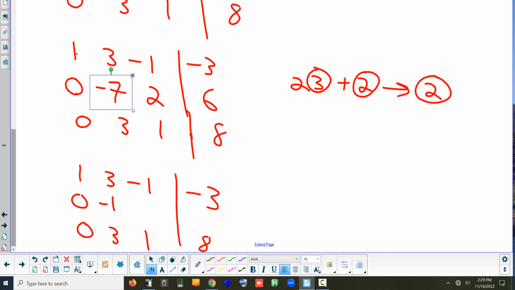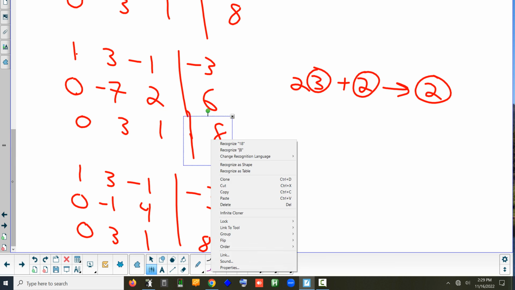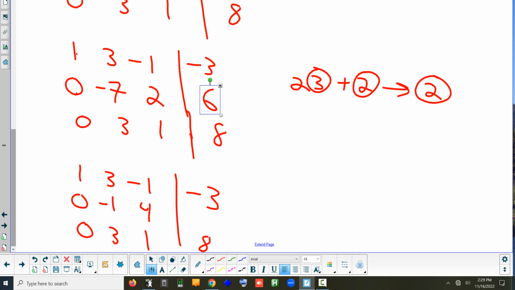What's 1 times 2? Plus 2? 4. And 8 times 2? Plus 6. So 16 plus 6 is 22. So, yeah, you're going to deal with a little bit bigger number here, but I'd rather deal with that than deal with 2 sevenths and 6 sevenths.